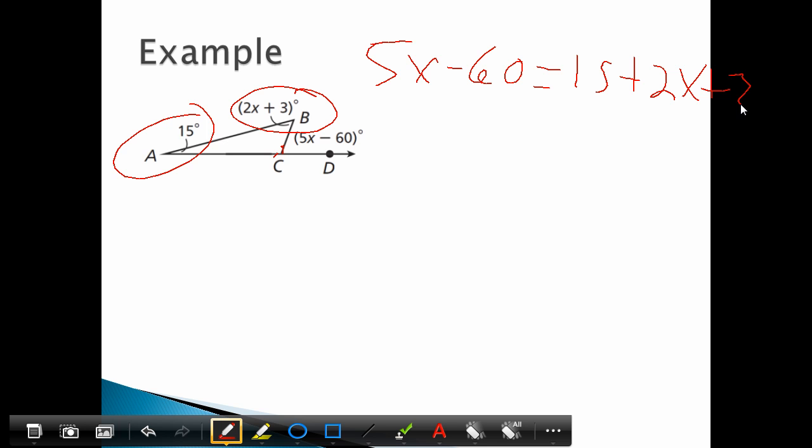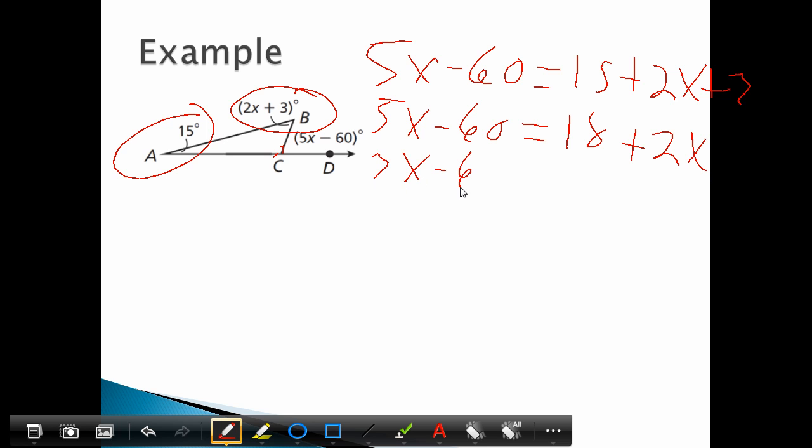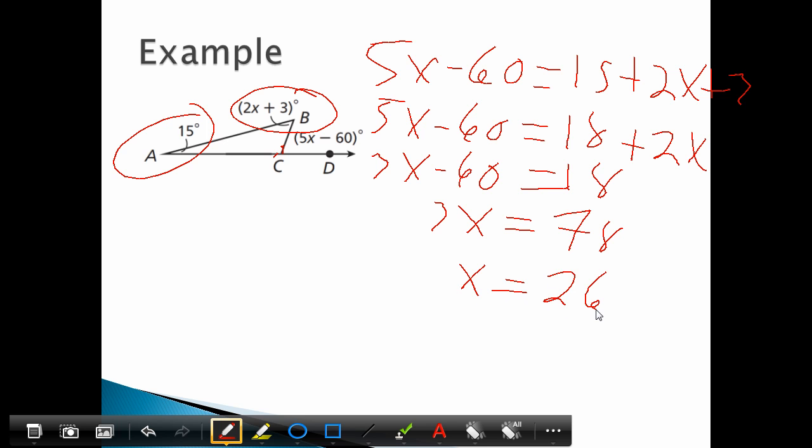Alright, I got some terms I can combine. I got 15, I got plus 3. I can combine those to get 18, so bring down my 5x minus 60, no change there. I got 18 plus 2x. Alright, algebra equation, I got x's on both sides, need them on the same side. Subtract 2x from both sides. I got 3x minus 60 gives me 18. Then I'm going to add 60 to get those 3x's by themselves. 3x equals 78. And finally, last but not least, divide by that 3. X is going to be 26.